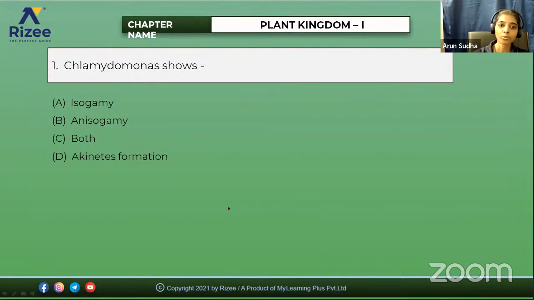Chlamydomonas shows isogamy, anisogamy, or both, or akinete formation. So what is the answer for this? Chlamydomonas is an example of green algae. Yes, both. They show both isogamy and anisogamy. So C is the correct answer. Clear?